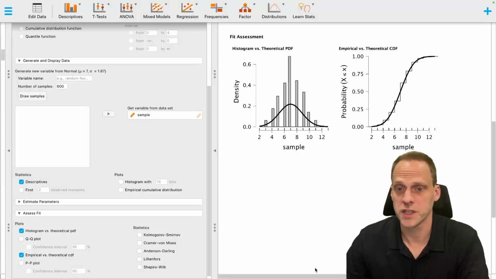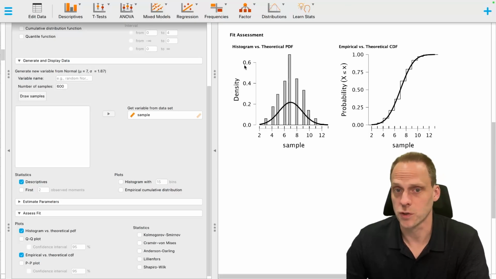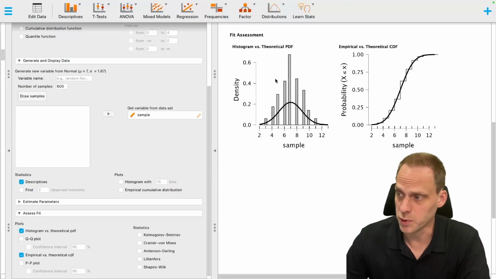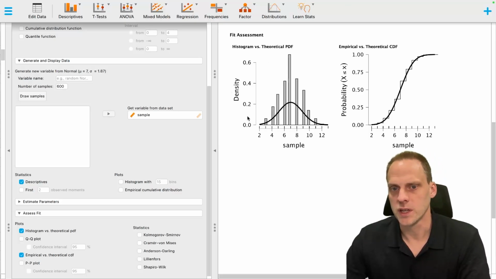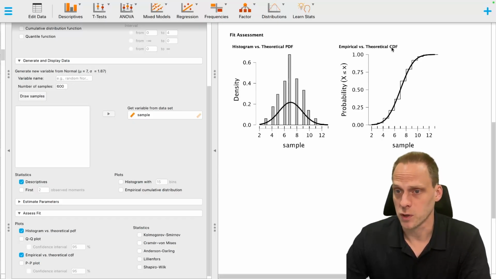So here we are in JASP again. We have our histogram versus theoretical probability distribution. This looked a bit weird here, right? Because we don't actually have continuous data. We have the empirical versus theoretical cumulative distribution, which is basically just this one, but then for each point summing the area to the left, which looks very similar. We have the steps in the empirical one simply because we have discrete data, right? And we're trying to fit a continuous data distribution, the normal one.